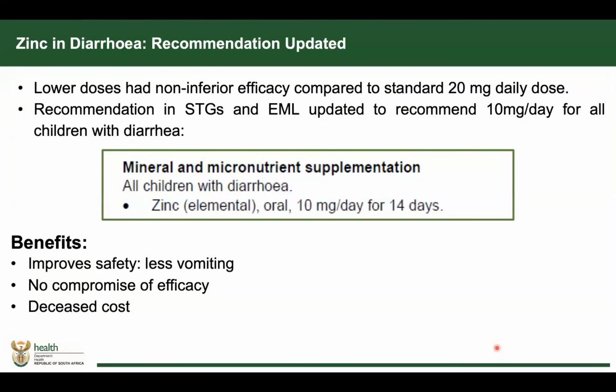And so we have updated the recommendations so that children are no longer required to take 20 milligrams regardless of their weight. So everybody now is recommended to receive 10 milligrams of zinc per day for 14 days when they have diarrheal illness. And that's because it's associated with a better safety profile in terms of less vomiting. There's no compromise in efficacy, and there is a decrease in cost. So thanks, Jane. That's it from our side.